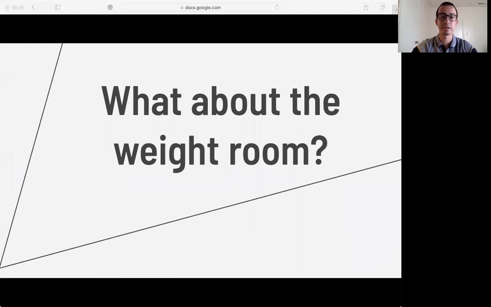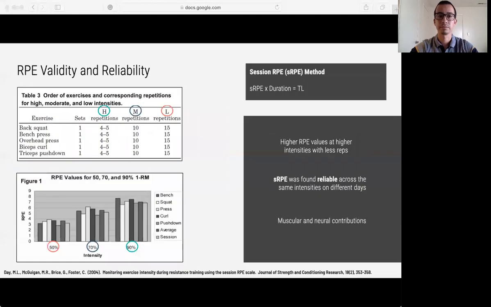We are strength and conditioning coaches, so how can we utilize this in the weight room outside of their conditioning work? So, RPE validity and reliability in the weight room. In this study, they're utilizing the SRPE method again, and they're looking at different intensities and rep schemes for these participants. For their exercises, they had back squat, bench press, overhead press, triceps curl, and triceps push down.